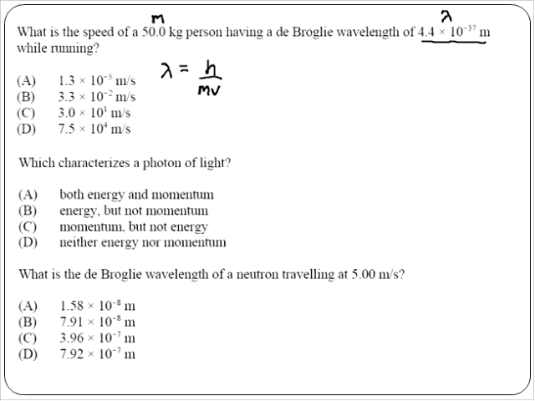So there's deBroglie's equation. The h is the same constant we used before, Planck's constant, 6.626 times 10 to the negative 34, divided by the mass, which is 50, and the speed. Oh, hold on now. We have to rearrange this, don't we? We actually have to rearrange this equation. We have to say that v, let me backtrack here just a little bit.